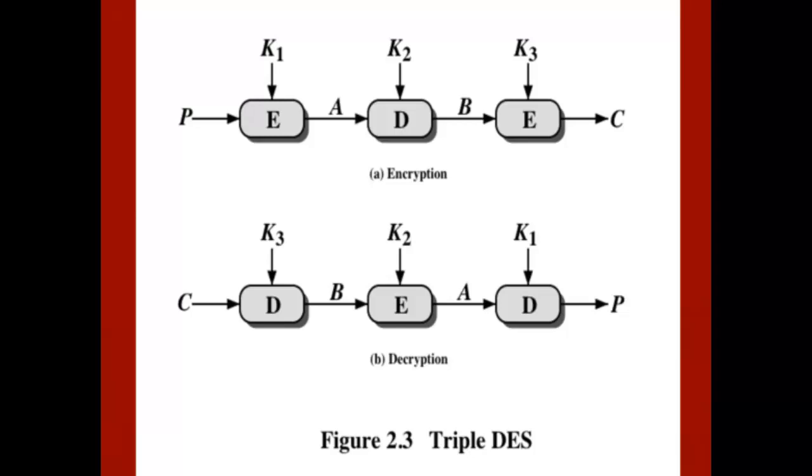There is no cryptographic significance to the use of the decryption for the second stage of triple DES encryption. Its only advantage is that it allows users of triple DES to decrypt data encrypted by users of the older single DES. With 3 distinct keys, triple DES has an effective key length of 168 bits.